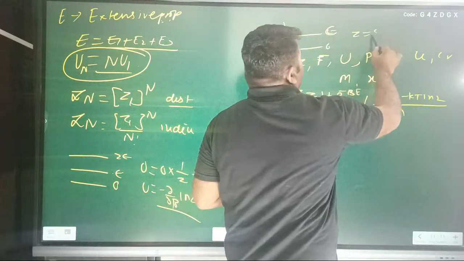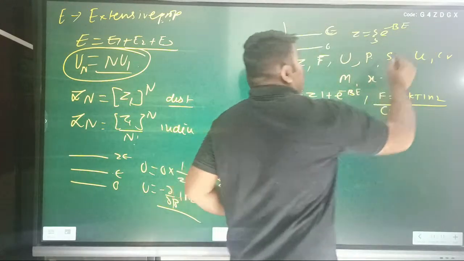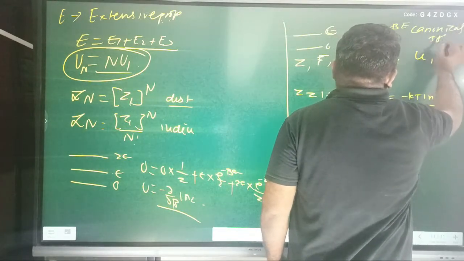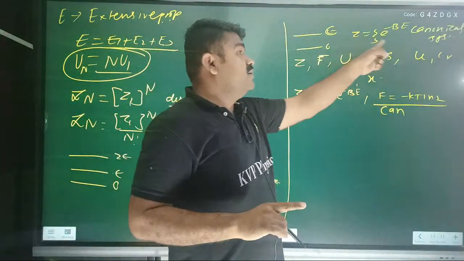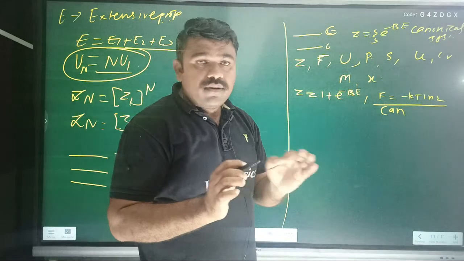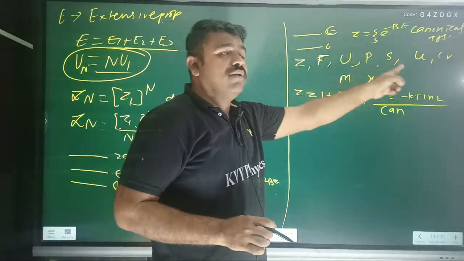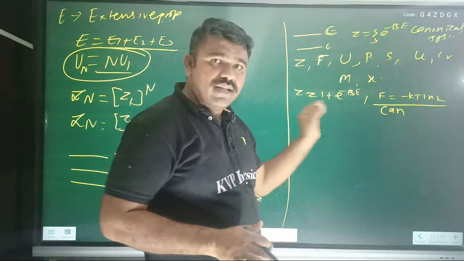Z is equal to summation of s, e to the power minus beta E_s. This is for the canonical system. Always memorize for the canonical ensemble. What is the partition function? This one. We can see for microcanonical, this is not a partition function. Always memorize, this is only for canonical. और 90% problem ask for canonical system. Okay, इसलिए हम canonical देख रहे हैं.